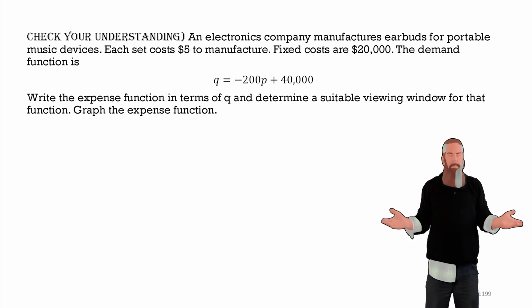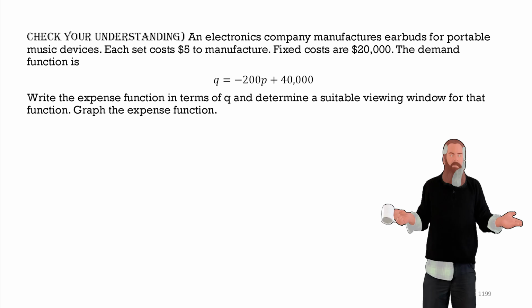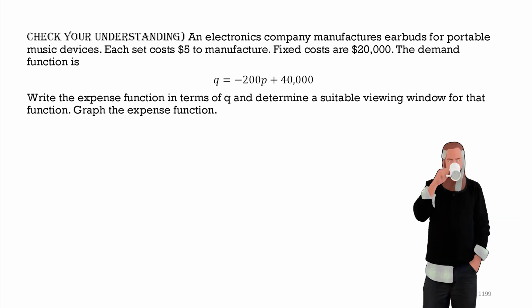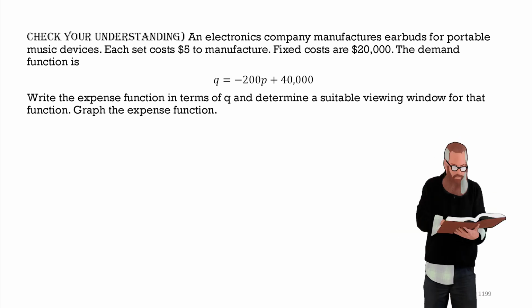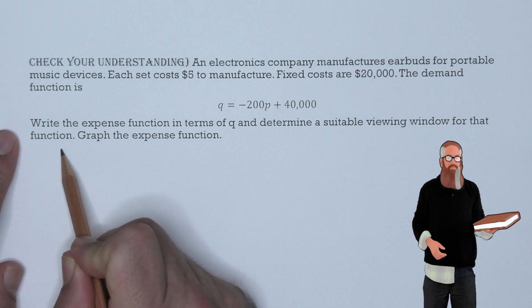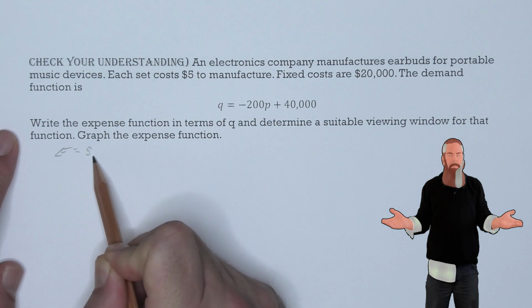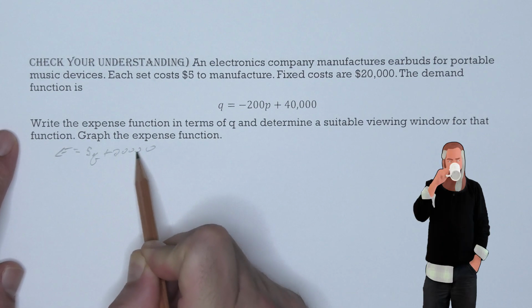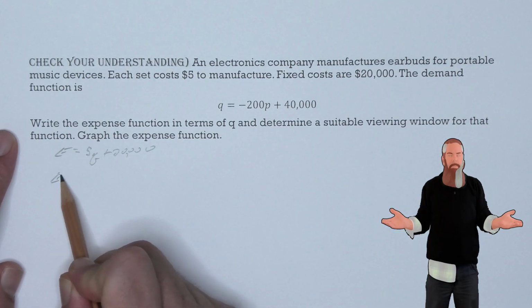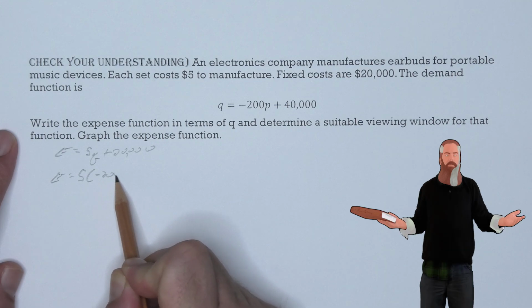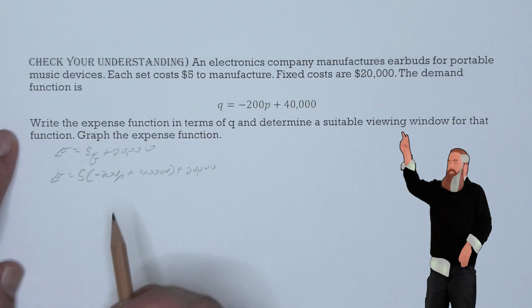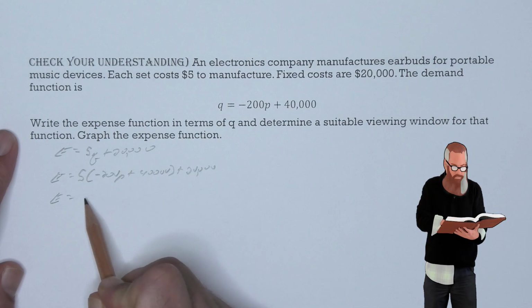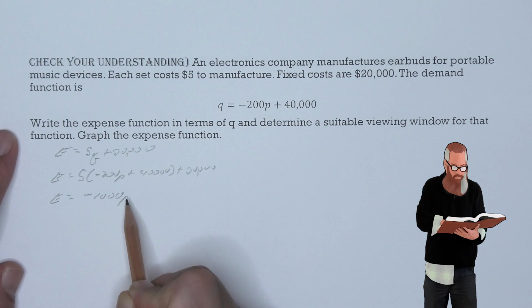An electronics company manufactures earbuds for portable music devices. Each set costs $5 to manufacture, has a fixed cost of $20,000, and this is the demand function. Write the expense function in terms of Q and determine a suitable viewing window for that function. Graph those expenses. We're going to start by writing the expense function where E is equal to 5 times Q plus 20,000. Now we're going to substitute the Q value that we have, so that E is equal to 5 times (negative 200p plus 40,000) plus 20,000. We're going to distribute and combine like terms so that E is equal to negative 1,000p plus 220,000.